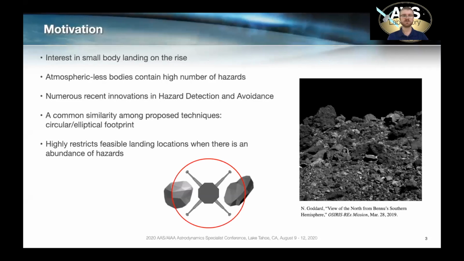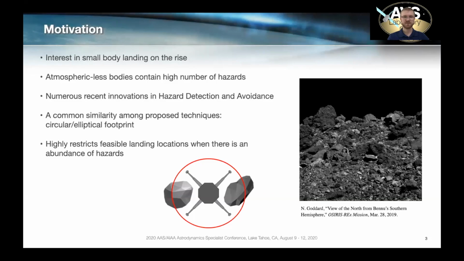Now, in the past few decades, the interest in landing on bodies such as asteroids and comets has been on the rise. An issue with this is that these bodies contain a high number of boulders, craters, and other obstacles known as hazards, as you can see here in this image taken by OSIRIS-REx of the asteroid Bennu. In response to this growing interest, there have been numerous innovations in the field of hazard detection and avoidance, particularly in the area of hazard identification.